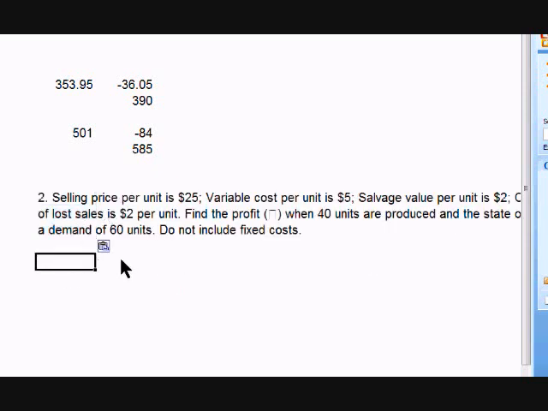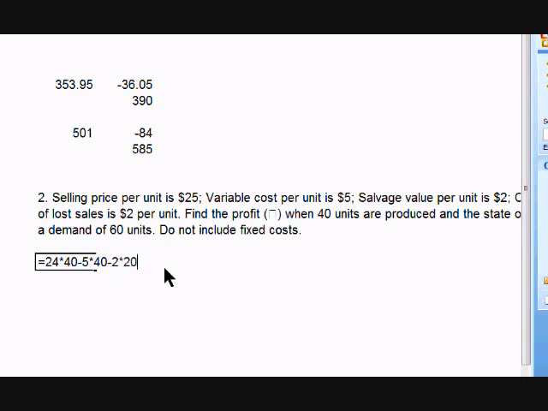And now we've got the question over here so we can remember what it was. So to figure out our profits in this case, we're going to come up with our revenue, which is 25 times 40. And then we're going to subtract our variable cost, which was $5 times the 40 that we sold. And now we didn't make enough, so we're going to have lost sales of 20. So we're going to have 2, which is our lost sales, times 20.